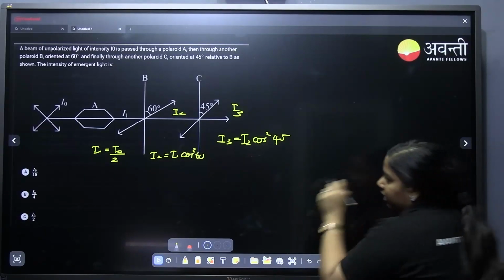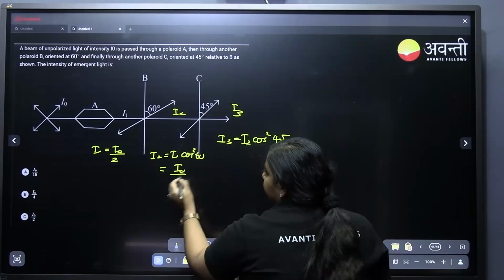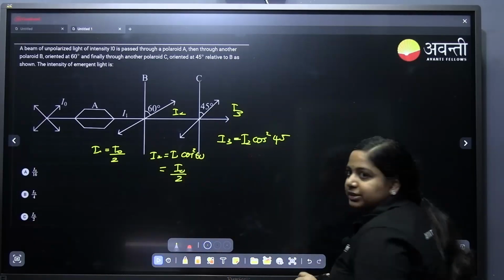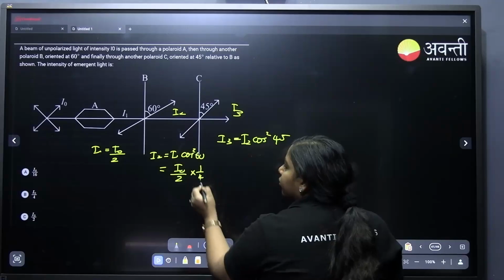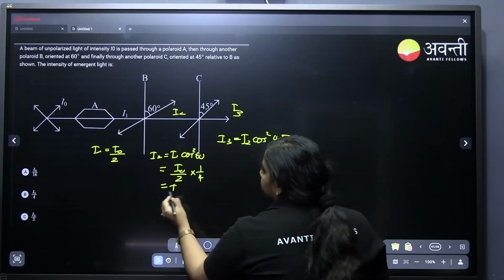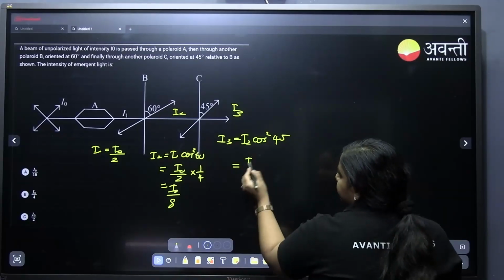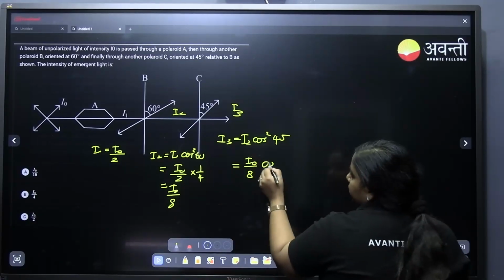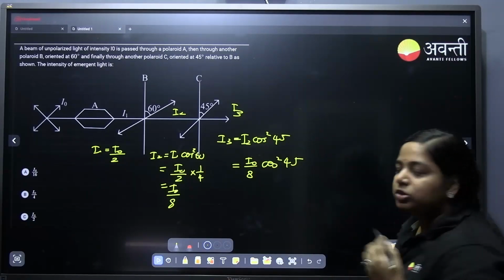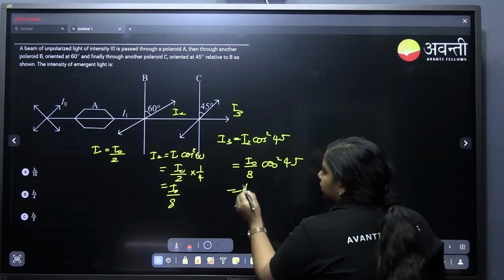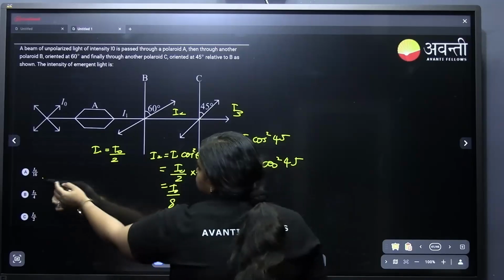Then I2 we can write as I0 by 2, cos 60 is equal to 1 by 2, the whole square is equal to 1 by 4, which is equal to I0 by 8. Here I3 will be I0 by 8 into cos square 45. Cos 45 is 1 by root 2, square is 1 by 2, this is equal to I0 by 16. Answer option A.